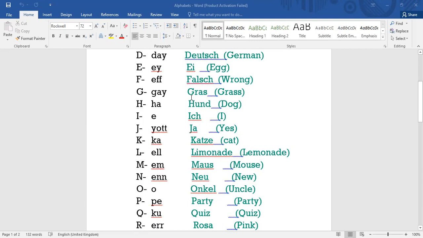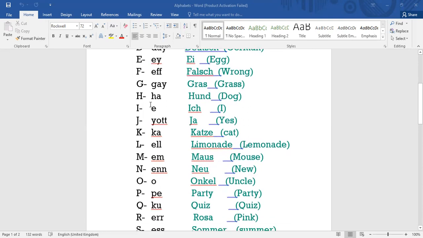This is Gras. Spelling is a bit different, but the pronunciation is the same. In English, this is grass with double S. So H gives a sound of ha. This is Hund. So this means dog. And I gives a sound of e.